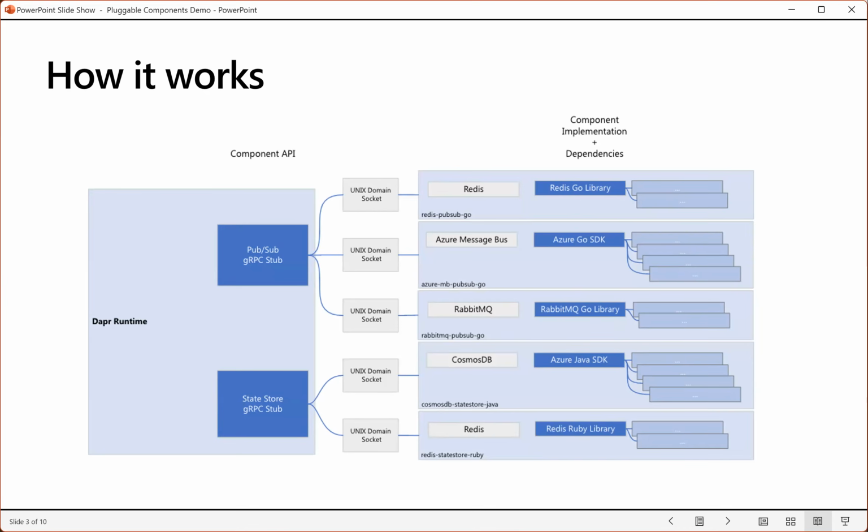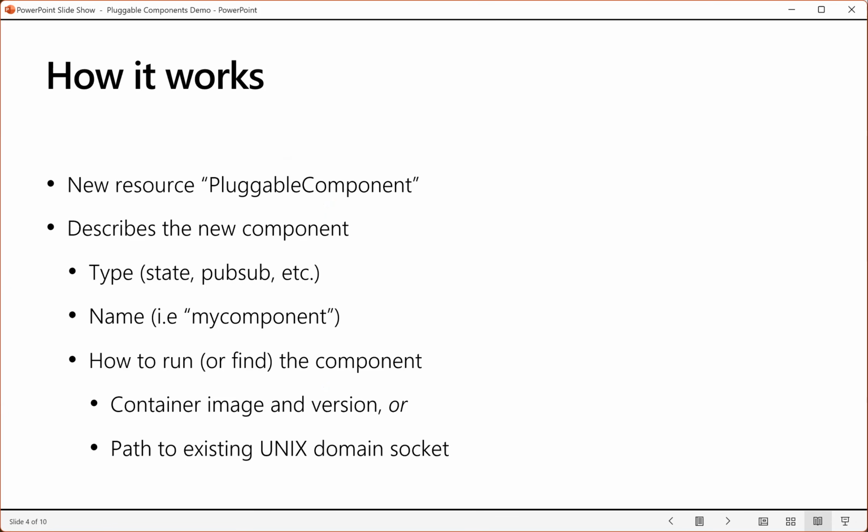Right now I have half of them. By the time we release, all of them will be there. So pub sub, state store, right? And so you could, for example, have a Redis state store written in Ruby if you wanted, or a Cosmos DB one written in Java, whatever happens to make sense, as long as the gRPC libraries exist for that language.